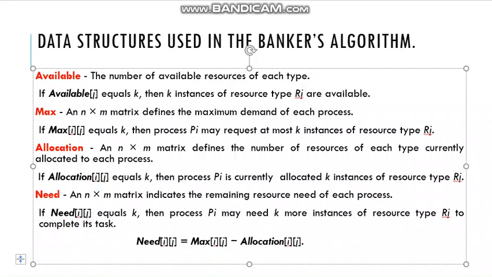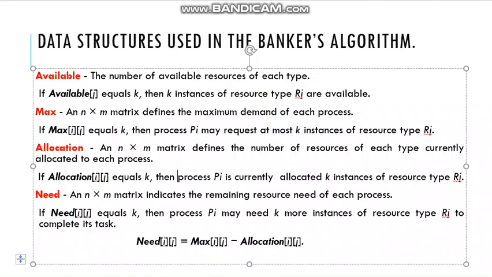But you just remember the Max matrix, it defines the maximum demand of each process. So whenever it is equal to k, then it may request that many instances of resource type rj. That's why rj is indexed, because there can be different types of resources. There might be several processes, that's why it is indexed by i.